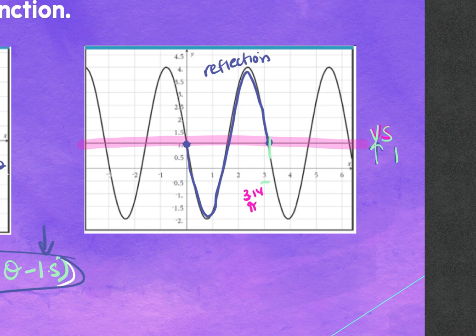And our amplitude from 1 to -2 would be 3. From 1 to +4 would be 3. So our amplitude is 3. So f of x would equal, the amplitude is 3, but it's negative because it's upside down.